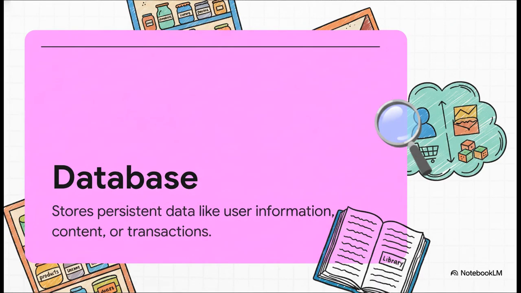Then you've got the database. This is the kitchen's massive, perfectly organized pantry. It's where all the most important ingredients are stored for the long haul. Your username, your posts, your high scores, every single product in an online shop. Seriously, without the database, your favorite app would have the memory of a goldfish.